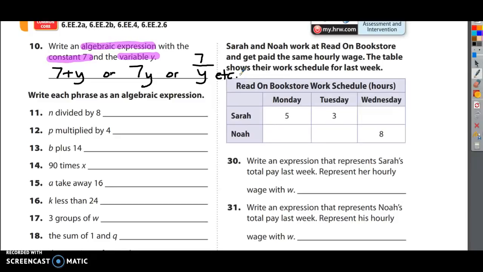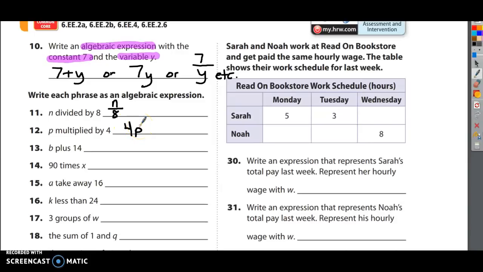Let's move on. The next set of directions say, write each phrase as an algebraic expression. n divided by 8. There's only one way to write this, it's n over 8. Please do not write n and the division symbol 8. That's not the way we use division in algebra. P multiplied by 4 is 4p. The order matters on this because we put the number before the variable.